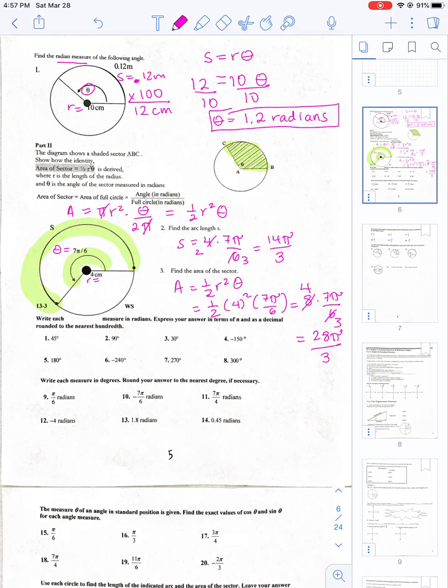Now I want you guys to keep in mind that the theta you see here in the arc length formula, as well as in the area of a sector, these need to always be in terms of radians and not degrees. If it is presented to you guys in the initial problem in terms of degrees, we're going to convert it to radians before we plug it into the formula. That concludes our lesson on arc length and area of a sector.